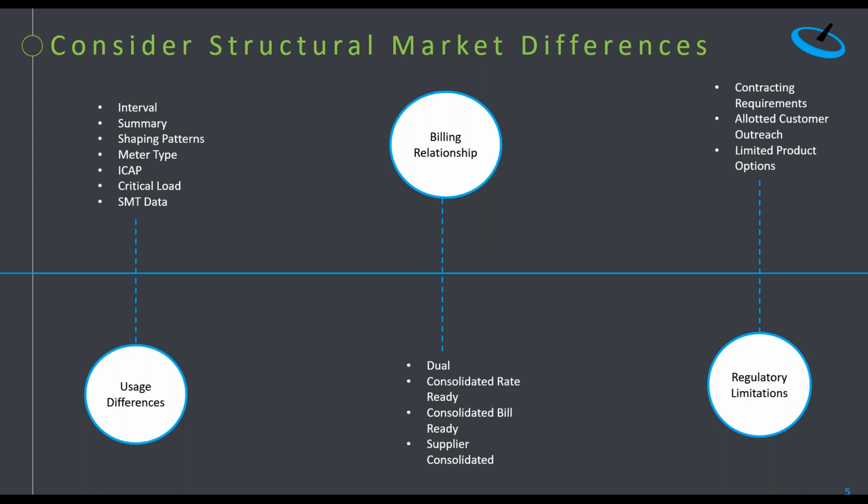And lastly, you have regulatory limitations to work with. So how can you contract with customers? What type of outreach is permitted in those markets? Also limited product options. So all of these are structural market differences that drive different segmentation and branding efforts within retail organizations, and they must be considered as you think about how to approach your customers differently.